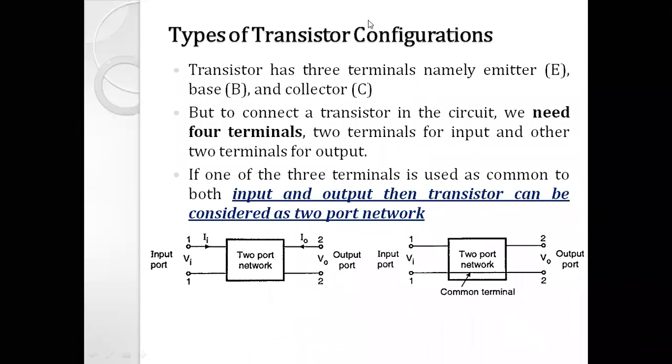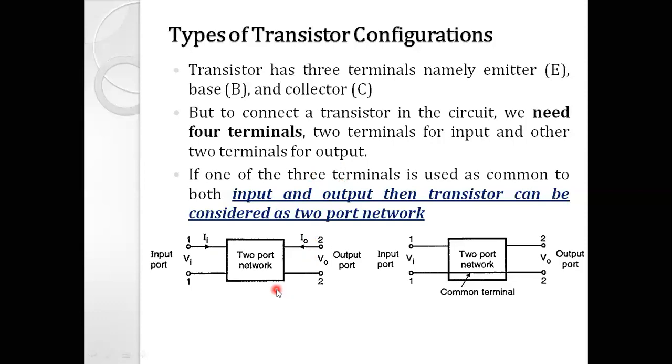Now let us understand the types of transistor configuration. We know that a transistor has 3 terminals, that is emitter, base and the collector, right? But to connect a transistor in a circuit, we need 4 terminals. An even number of terminals is required when we want to connect a transistor in any circuit diagram, right? Basically 4 terminals are required. Why 4 terminals? Because 2 terminals should behave as input terminals and 2 terminals should behave as output terminals.